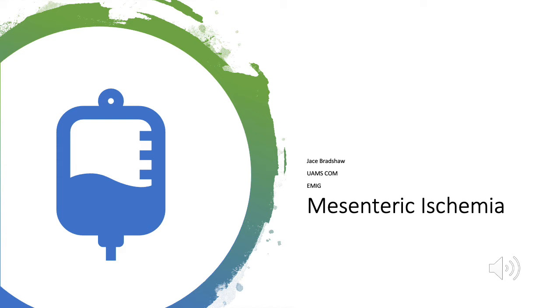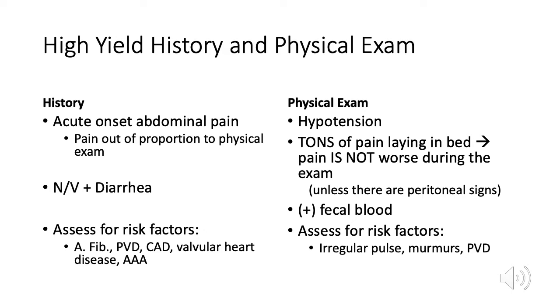Hello everyone, today we're going to be talking about mesenteric ischemia. Mesenteric ischemia is caused by an occlusion of blood flow or decreased blood flow in the mesenteric vessels, resulting in bowel ischemia or even infarction.